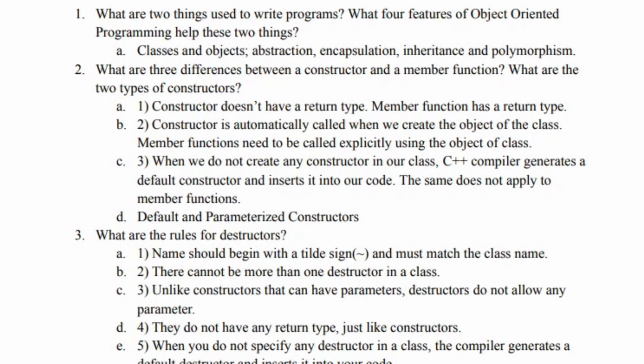Number 2. What are three differences between a constructor and a member function? What are the two types of constructors? 1. Constructor doesn't have a return type. Member functions have return types. 2. Constructor is automatically called when we create the object of the class. Member functions need to be called explicitly using the object of the class. And number 3. When we do not create any constructor in our class, the C++ compiler generates a default constructor and inserts it into our code. The same does not apply to member functions. And the two types of constructors are default and parameterized constructors.